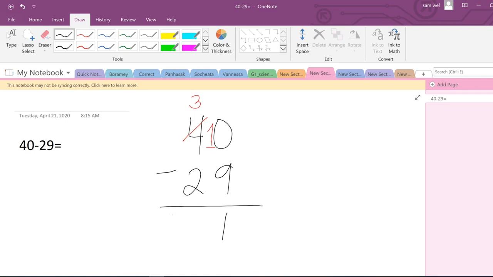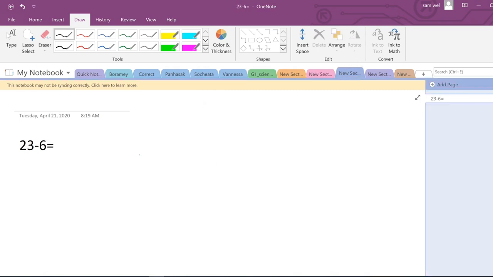And then 3 minus 2 is equal to 1. The answer is 11. Here is another one.